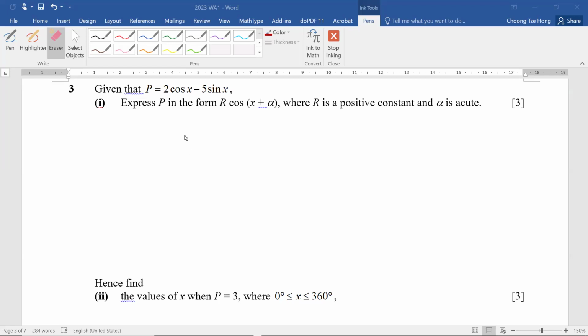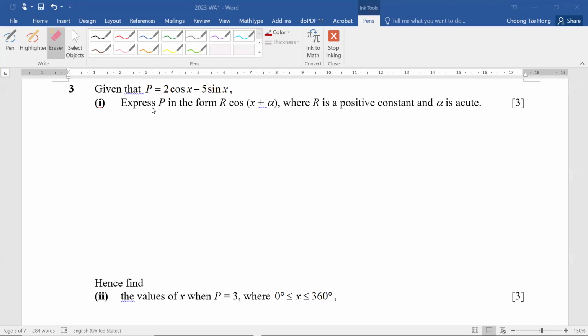Alright, so as you can see, this is a question regarding the R formula. Let's read the question. Given that P equals 2 cosine x minus 5 sine x, express P in the form R cosine (x plus alpha), where R is a positive constant and alpha is acute.